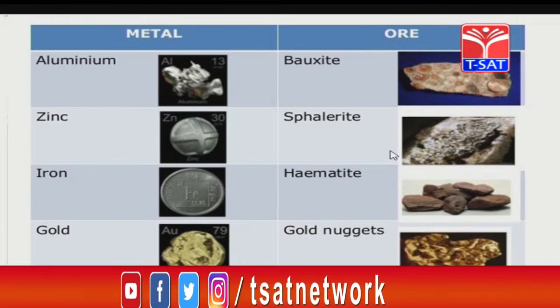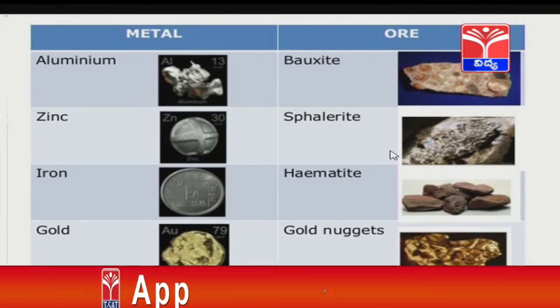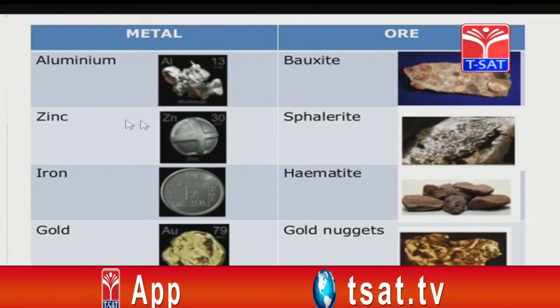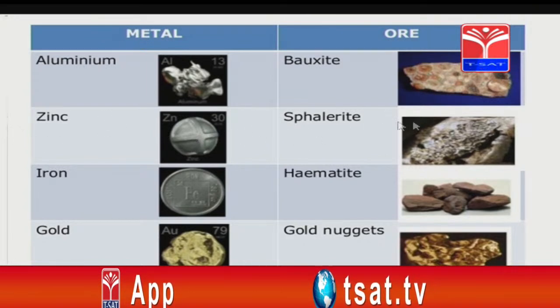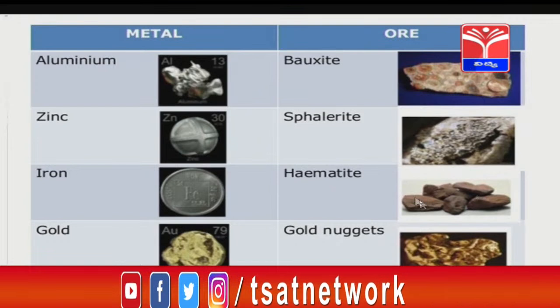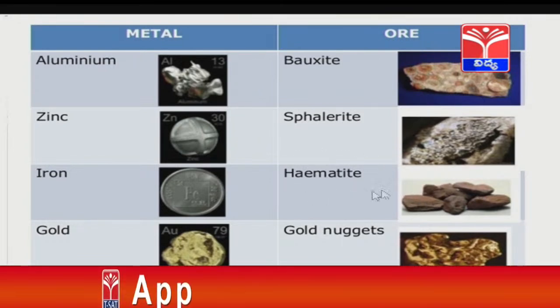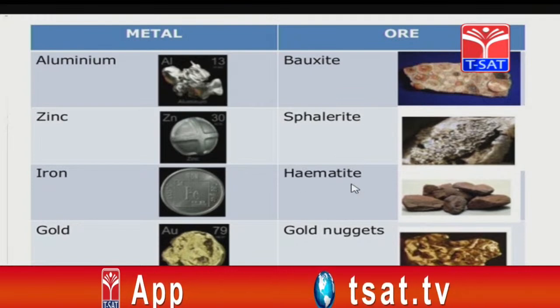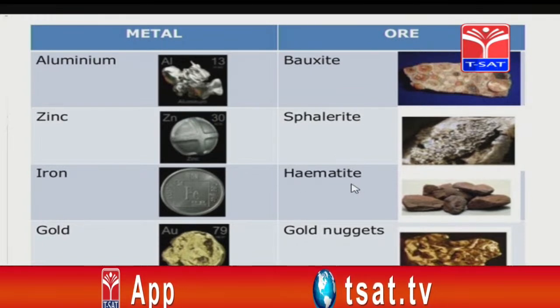Let us see some of the examples of ores from which you can extract metals profitably and conveniently. So, aluminium is the metal which can be extracted from bauxite ore. Zinc is the metal which can be extracted from its ore named sphalerite. Iron is a metal which can be extracted from its ore, that is hematite. So, what is the ore of iron, children? Hematite is the ore of iron from which you can extract iron profitably.